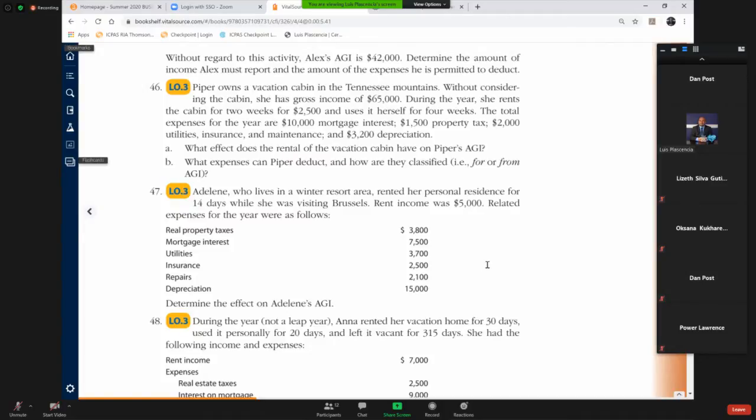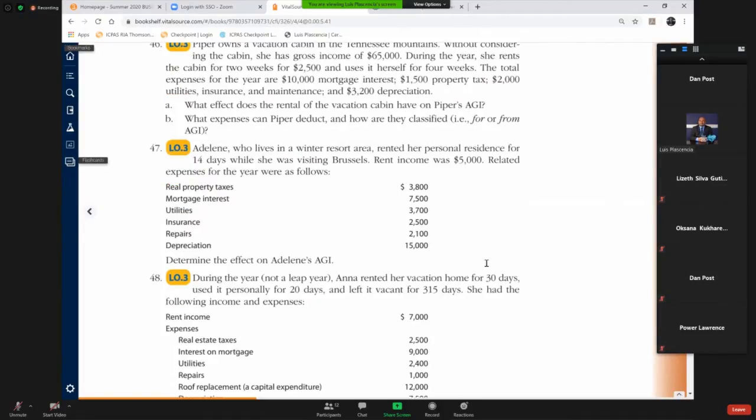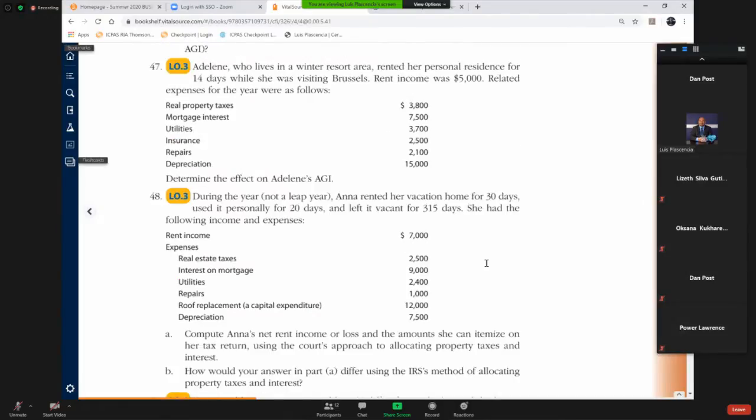Now for 48, I'm actually glad that you asked me that question, because now it brings it to the next question. So 48, during the year, which is not a leap year, so we're going to use 365 days as the bottom number under the tax court method. She rented the vacation home for 30 days, so it's more than 14, right? So if it's 15 days or more, it is income. But we have to figure out if it's a vacation home or rental property. By the way, if it's a vacation home or rental property, what form does it go on? I showed you this form a few minutes ago.